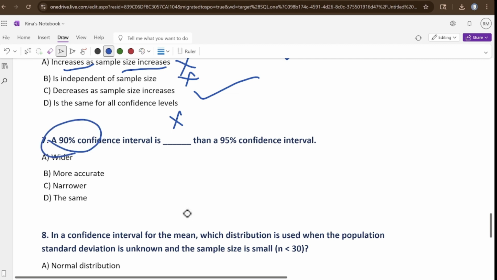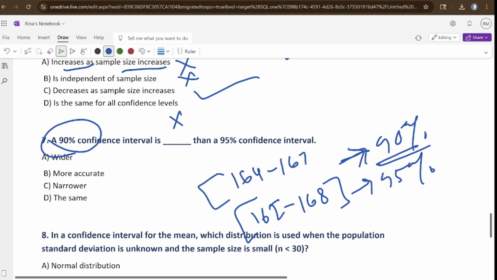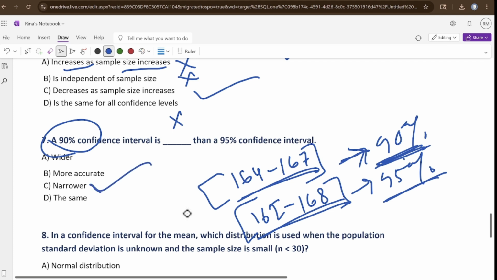A 95% confidence interval is dash than a 90% confidence interval. See, in 95% you have 162 to 168. So for 90% you want to be less confident, so you can write, let's say, 164 to 167. For this you can say 90%. But when you increase your confidence level, you have to make the range bigger. So here we can say we have to make the range narrower.